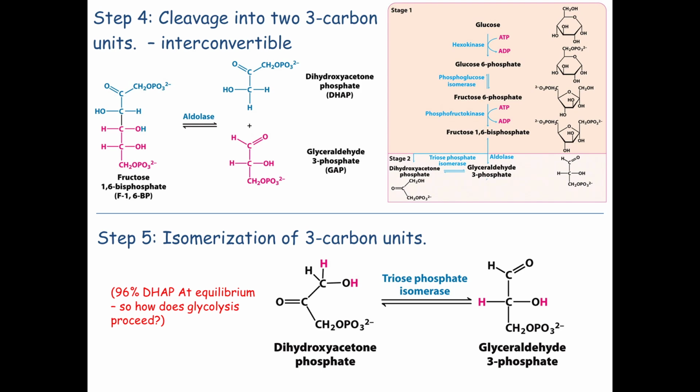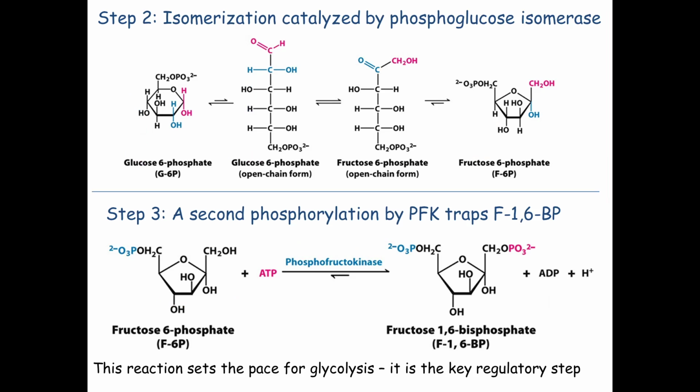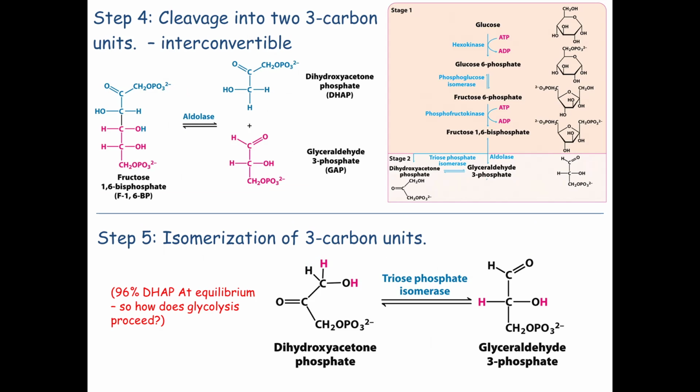The dihydroxyacetone phosphate can easily be converted to the glyceraldehyde form. This is identical to back at step 2. Let me go back and show you real quick. Step 2, if you look at the top, we turned an aldehyde into a ketone, or we could go in reverse and turn ketone to aldehyde. All we're doing is moving that double bond from carbon 1 to carbon 2. Here we're doing the exact same thing. We're moving the double bond from number 2 to number 1. The only difference here is this molecule is smaller. It doesn't have 6 carbons anymore, it only has 3.